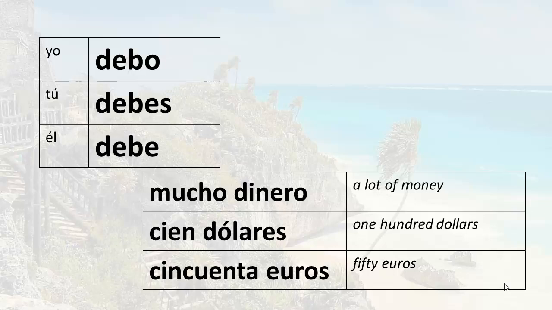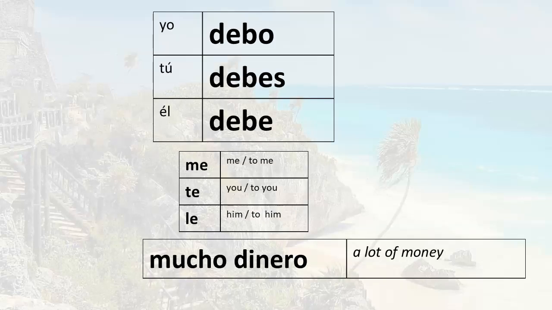or as you are most likely to hear it pronounced in Spain, debo 50 euros. If I want to say you owe a lot of money, then it would be tú debes, you owe. Tú debes mucho dinero, you owe a lot of money. Tú debes $100. Tú debes 50 euros. He owes. Él debe. He owes a lot of money. Él debe mucho dinero. He owes $100. Él debe $100. He owes 50 euros.